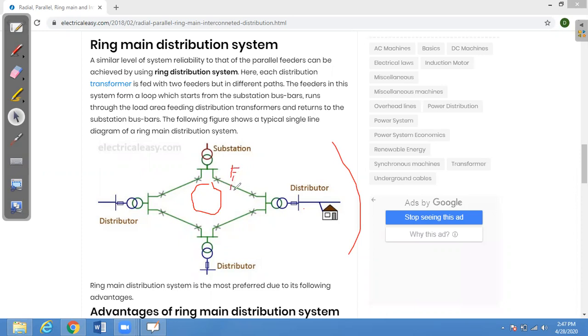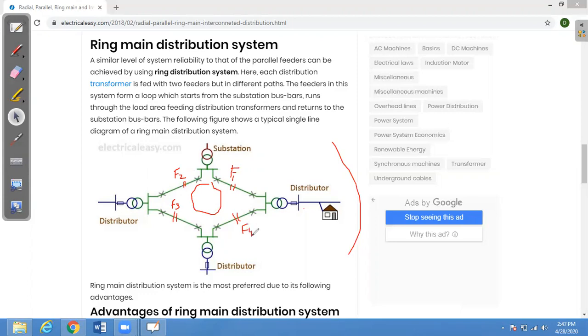तो लेट मी कॉल दिस फीडर 1, और नाउ लेट मी कॉल दिस एज फीडर 2, this is feeder 3, and this is feeder 4. So you see these feeders are making a ring.